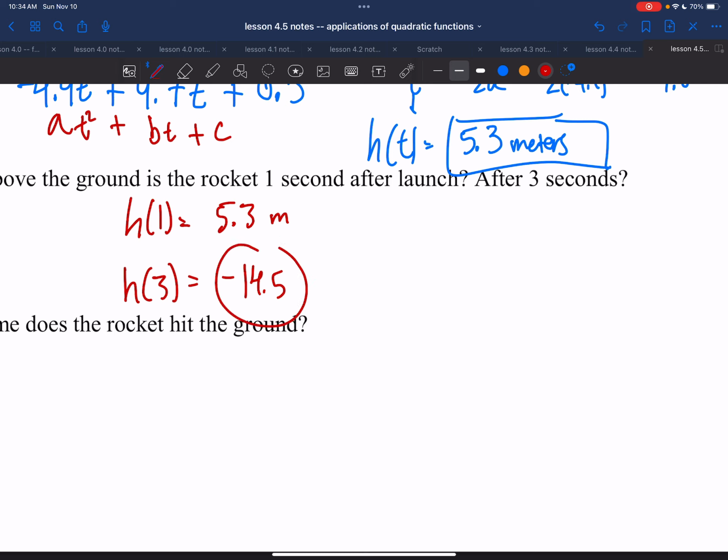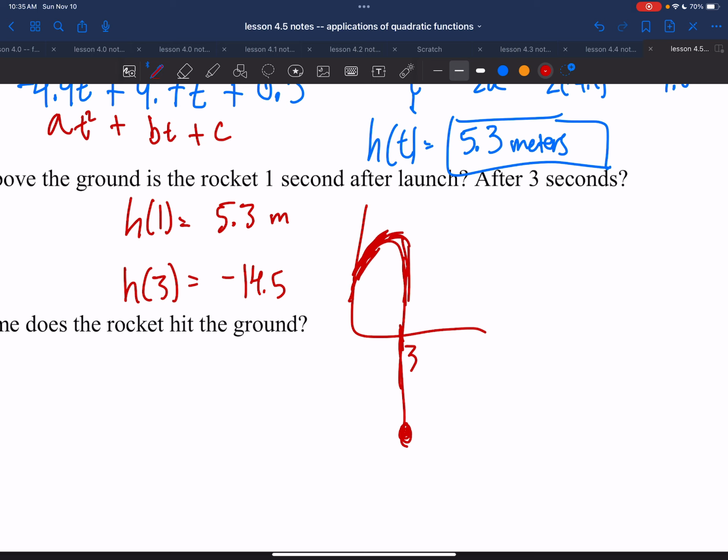So it's negative 14.5 meters, right? And so if you're thinking pictorially about this, this is suggesting the parabola is coming down here. So at 3 seconds, it's negative. But wait a minute. I launched this little bottle rocket, which is not very heavy or fast. Well, it's a little fast, but it's going to come up like this and then down. It's not like an asteroid hitting Earth. It's not going to go down beneath the ground, right?